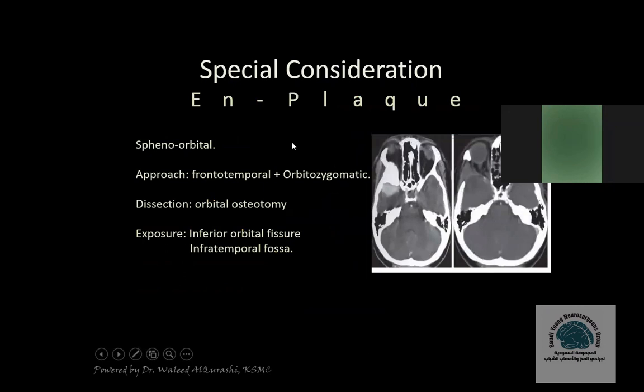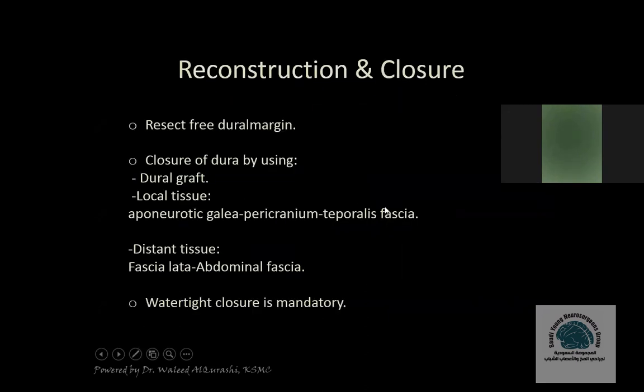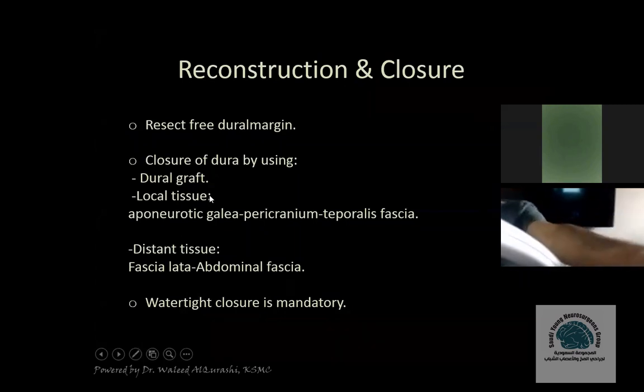While the sphenoorbital meningioma, also called en plaque meningioma, is carpet-like or flat meningioma. This is the meningioma most involved with hyperostosis of the orbital roof. So the approach will be pterional with OZ, orbitozygomatic, and we'll do orbital osteotomy to expose the anterior part of the tumor. And inferiorly, we have to extend the skin incision below the zygoma to expose the inferior orbital fissure and infratemporal fossa. Then the reconstruction will be resection of the dural margin and closure by dural graft or local tissue, like using galea aponeurosis, pericranial temporal fascia, or we can use fascia lata or abdominal fascia with watertight closure.